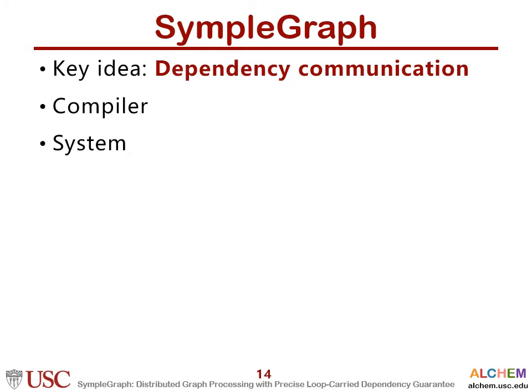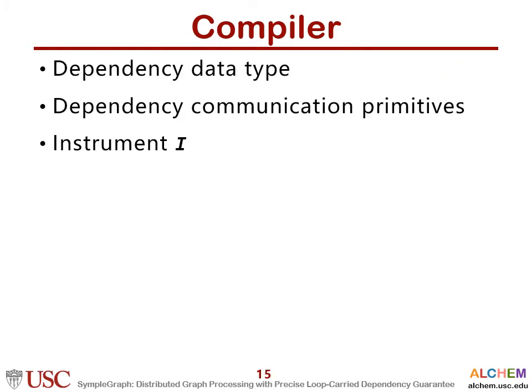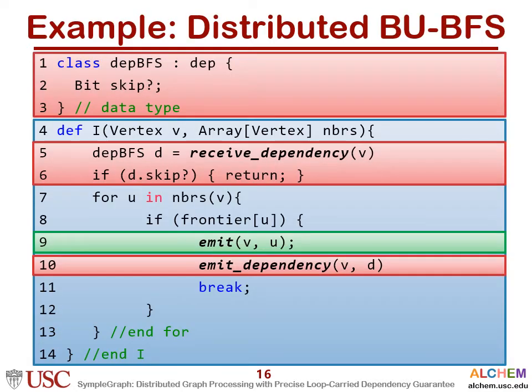So the key idea is the dependency communication. SympleGraph has two parts. The first is the compiler, and the second is the system. In the compiler part, we define the dependency data type and dependency communication primitives, and then instrument function I. We can see an example here. This is a new version of bottom-up BFS using the dependency communication.